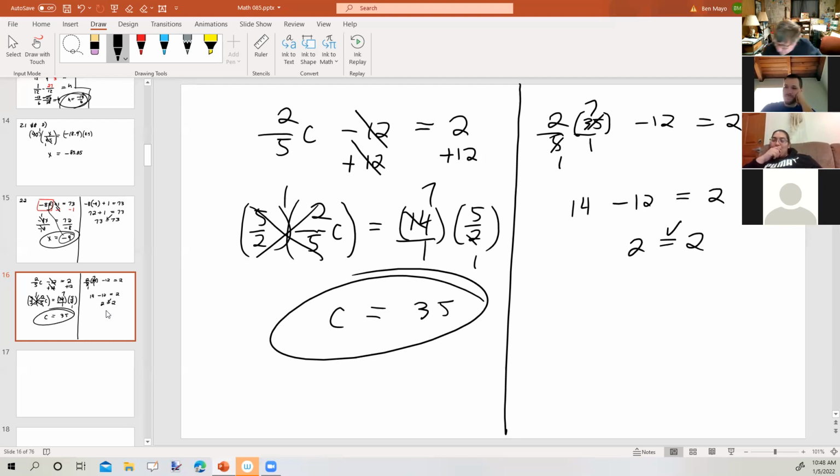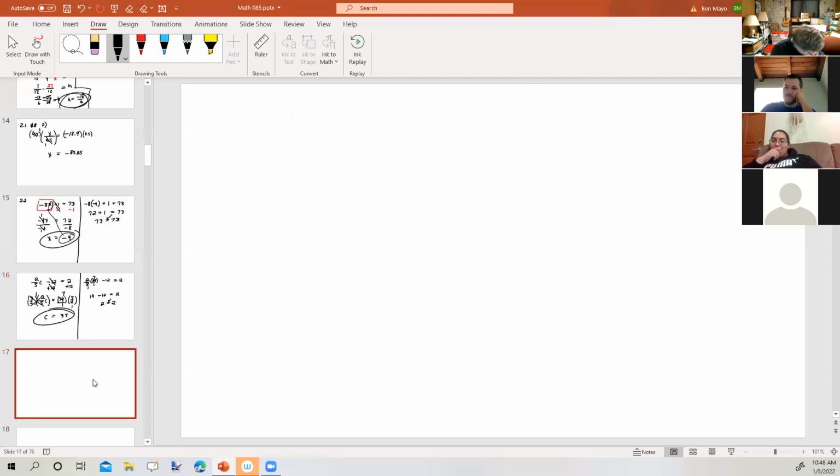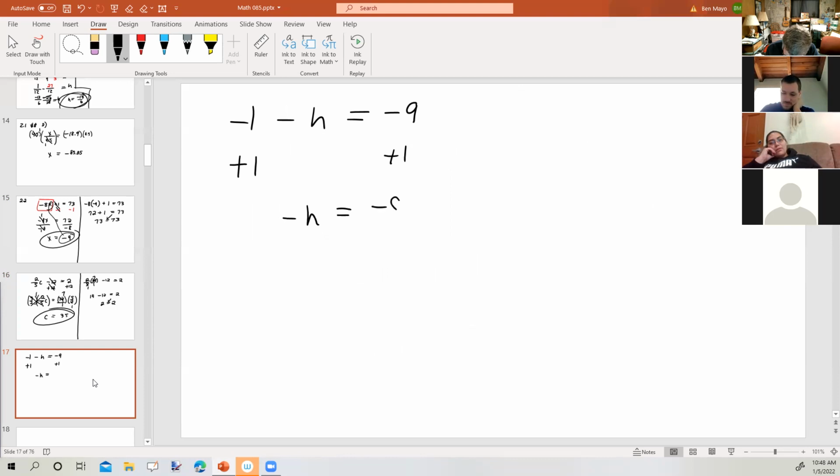Let's see here. How are we doing? We've got -1 minus h equals -9. So we're going to isolate the variable term, which means we're going to add 1 to both sides of the equation. All right.